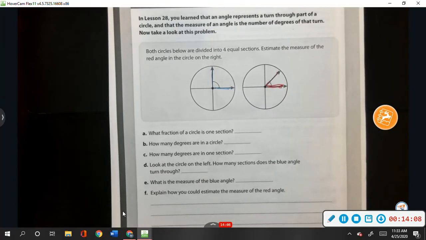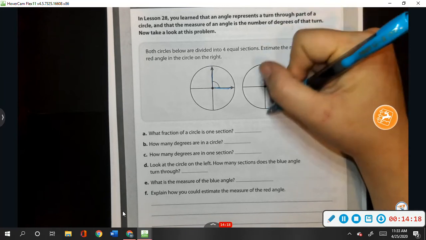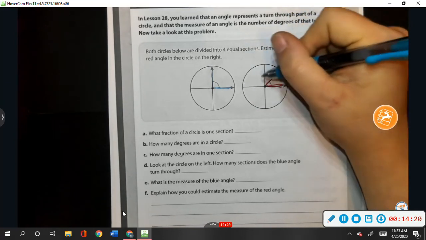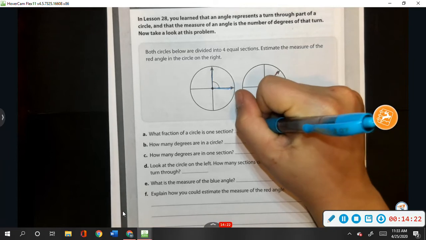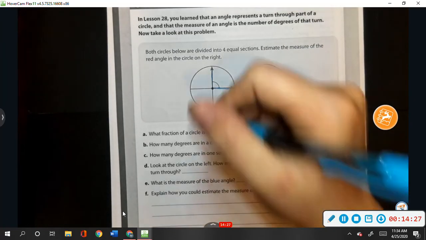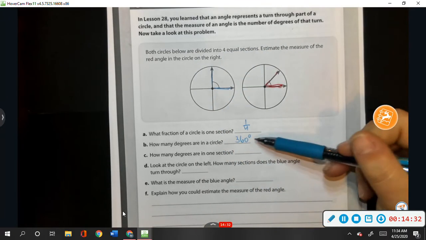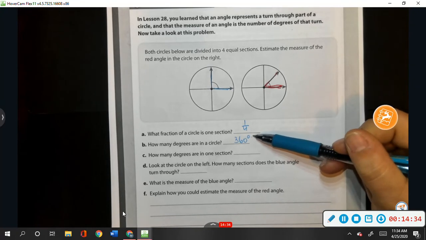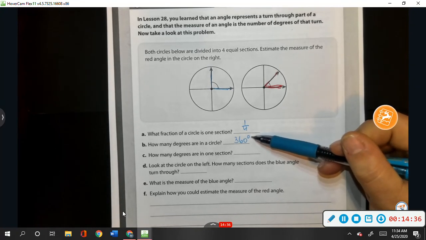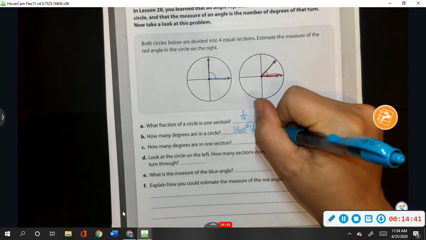Now let's look first at what fraction of a circle is one section. It's broken into 4 equal parts, so each of these sections, not the angles, each of these sections is 1/4 of the circle. How many degrees are in the circle? We know that there are 360 degrees in a circle. We need to start making that degree symbol. So please make sure that you're noting that in your math book, or you're writing the word degree.